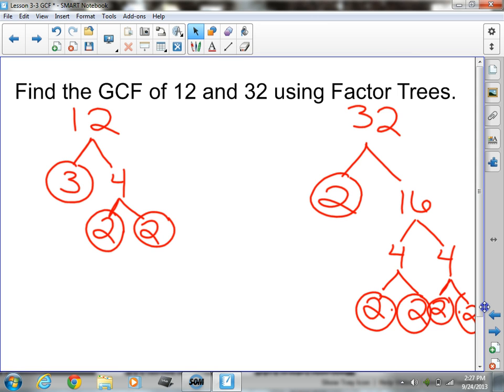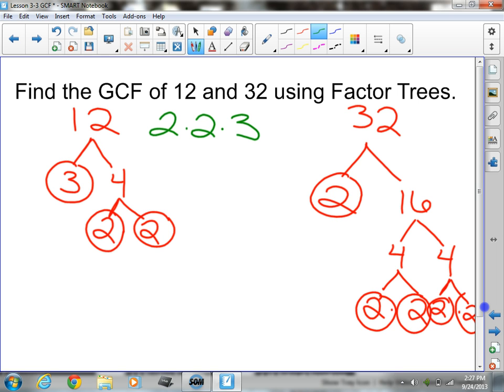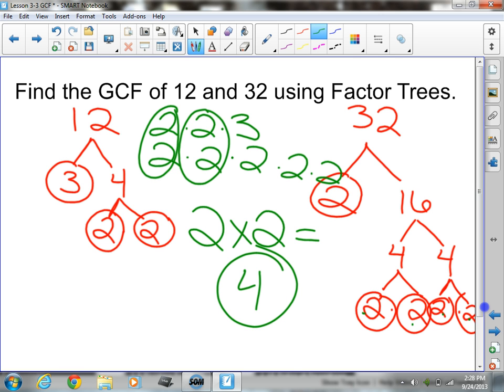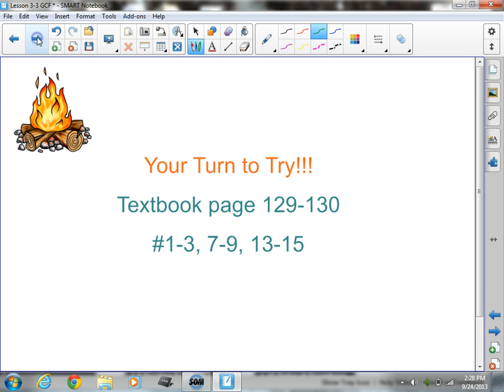So my prime factors of 12 are 2 times 2 times 3. My prime factors of 32 are 2 times 2 times 2 times 2 times 2. There's 5 of them. 1, 2, 3, 4, 5. I'm going to circle the pairs. Leave the rest alone. There's a set of 2 and another set of 2, so I need to multiply those together. Get 4. So my greatest common factor of 12 and 32 using factor trees is 4.